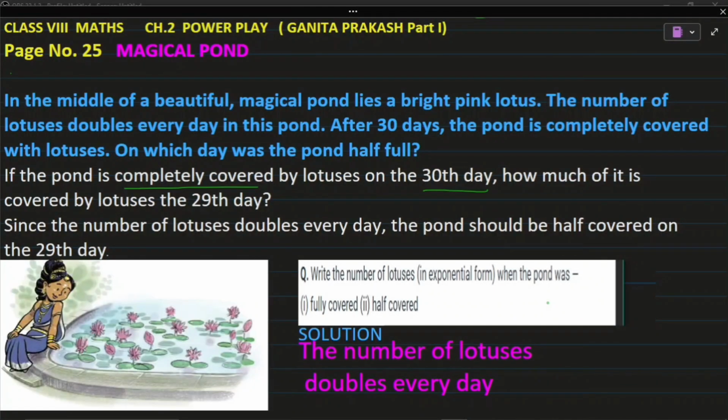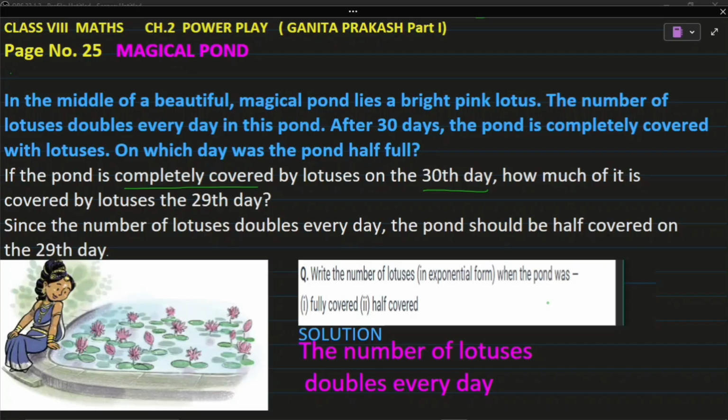Hello students, today I am here with the solutions of the questions based on the story Magical Pond, page number 25. So let's start. The question is, in the middle of a pond, there is a bright pink lotus and the number of lotuses doubles every day.